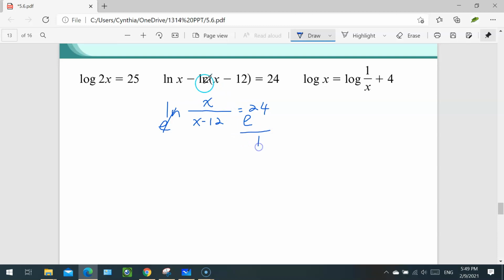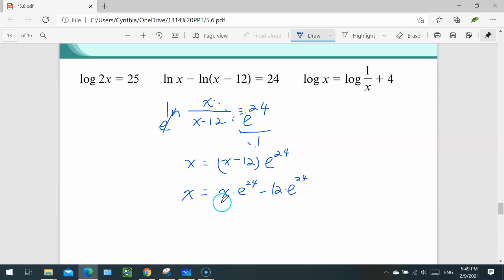Now we can use a diagonal butterfly to multiply. So x multiplies with the bottom number 1, which is x minus 12, multiplied with e to the power 24. We have 1x here, so we need to distribute first. So x multiplied with e to the power 24, minus 12 multiplied with e to the power 24.